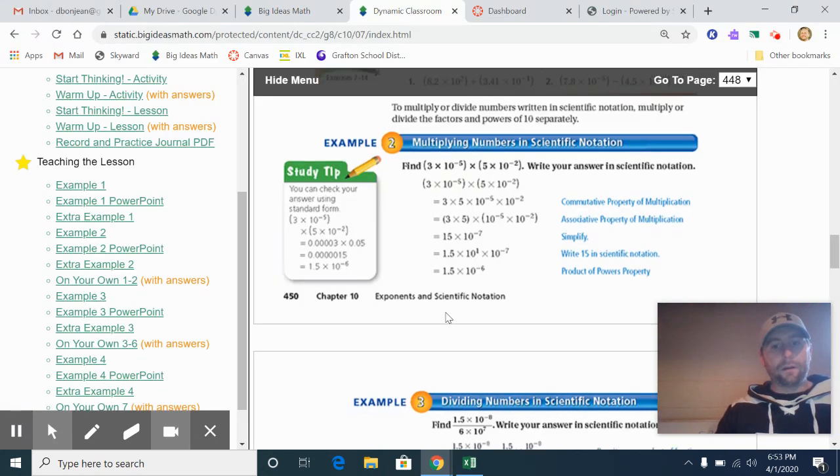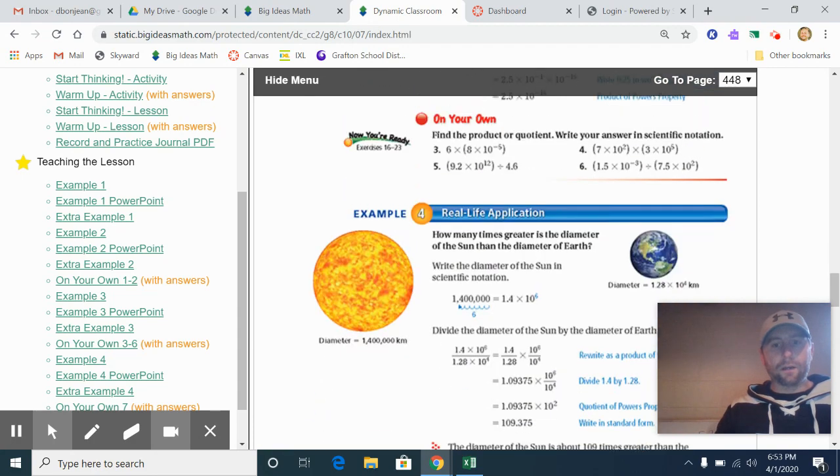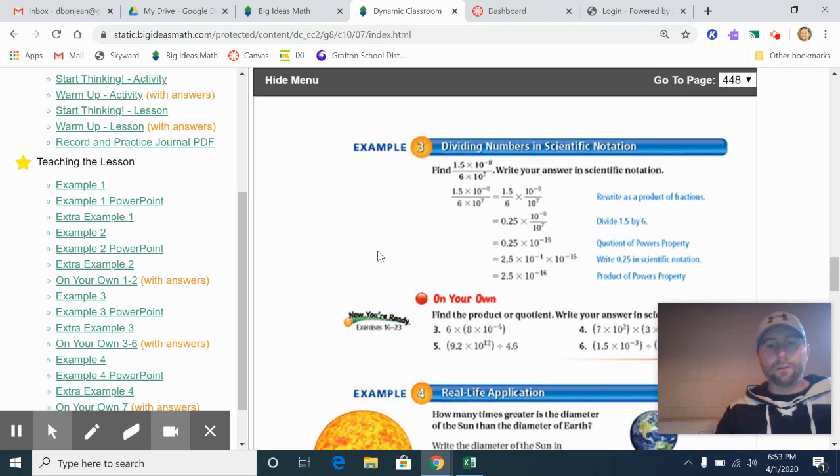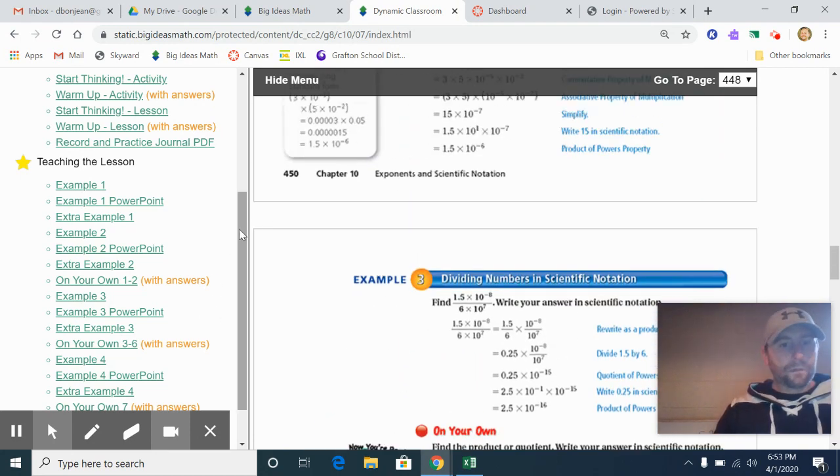All right, so hopefully that made sense to you guys. We're going to kind of skip example 4. It's just more division, really. So hopefully that made sense.